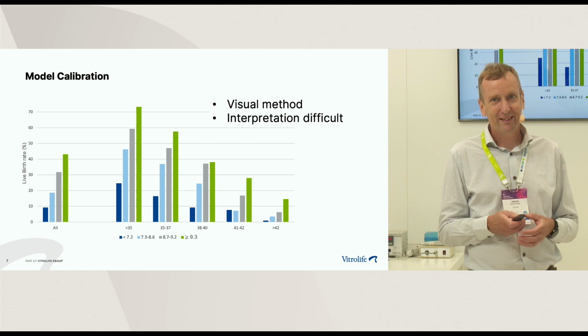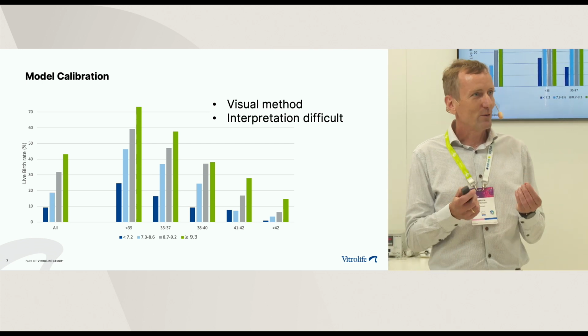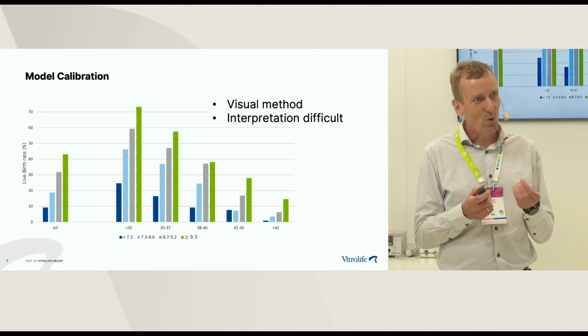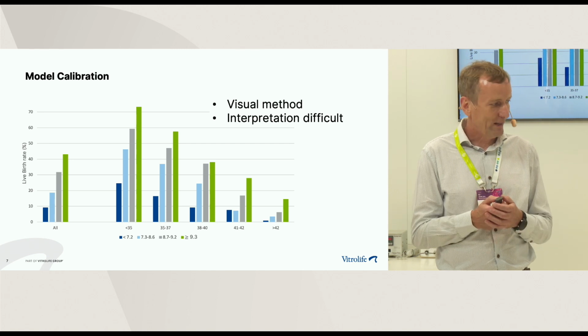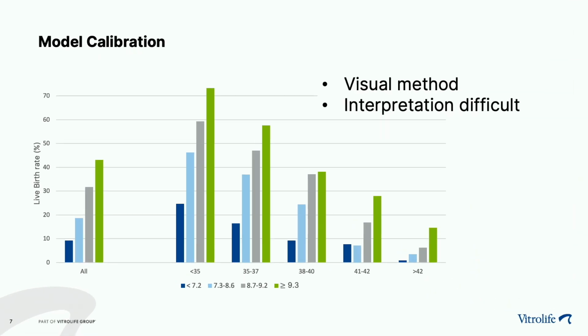Then the other concept is model calibration. Calibration is about how well the score correlates to the actual rates. On this slide, I have shown data from the K2 latest clinic, where they grouped their different scores into 4 groups, and then they estimated what the live birth rates were in each group.